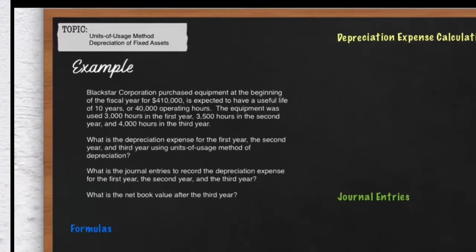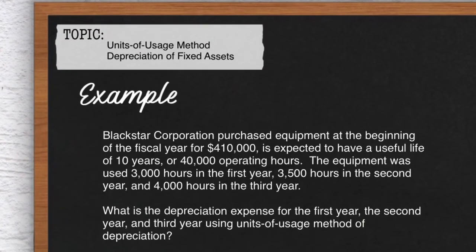Let's go over the units of usage method. It's another form of depreciation for fixed assets, which are long-term assets. It's also referred to as units of activity method. So if you see that, it's the same thing as units of usage.